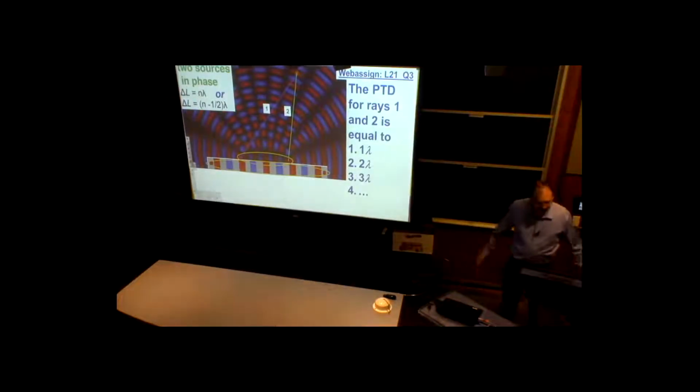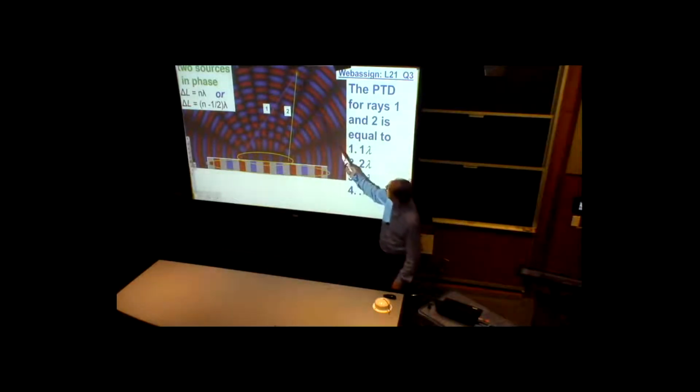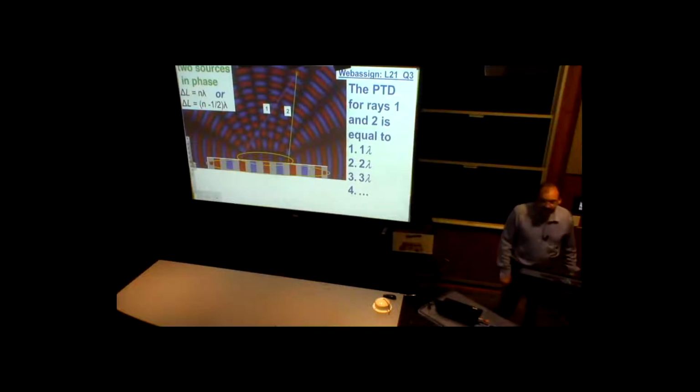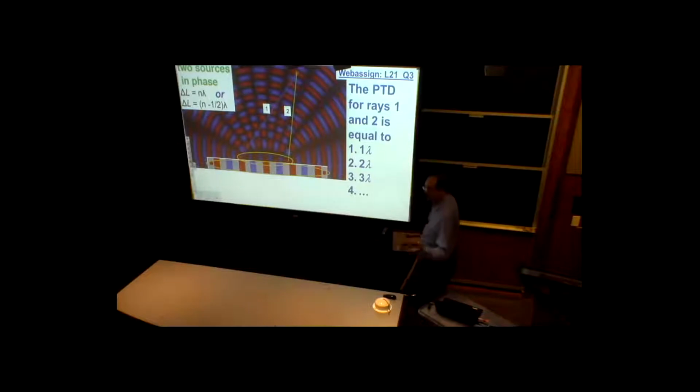So please tell me what you think about this particular point. One wave travels a longer distance, second wave travels a shorter distance. They overlap, and we know what should be happening there: maximum of intensity. So what do you think the path length difference should be equal to? We have different ways to approach this question.